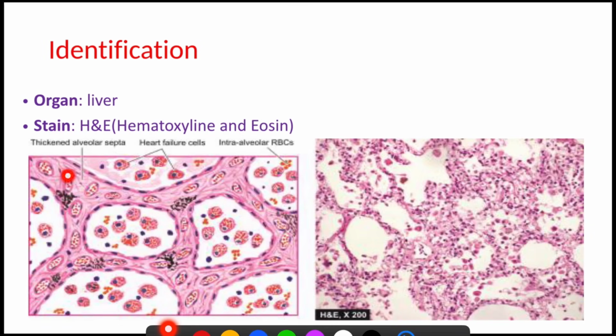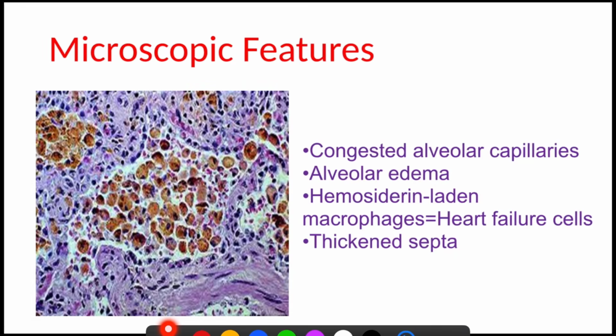And here you can identify alveolar septa. Heart failure cells are nothing but the macrophages which contain hemosiderin pigment, which is derived from the lysis of RBC due to chronic venous congestion. So you can compare, this is thickened septa, some heart failure cells, and sometimes mild chronic inflammation like lymphocytes may be visible.